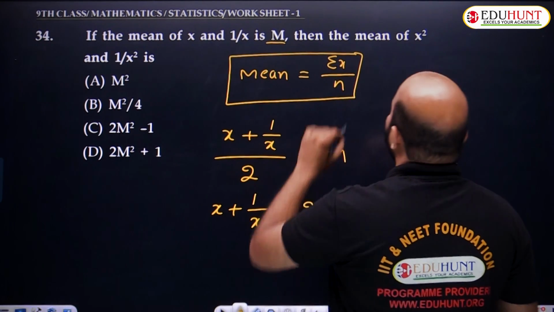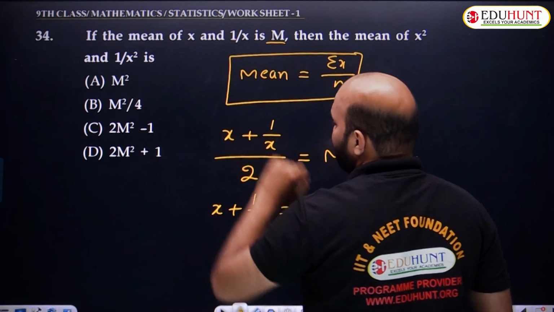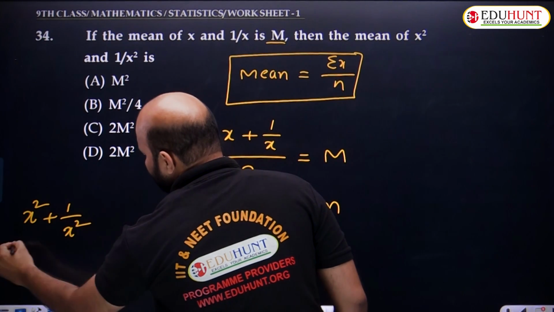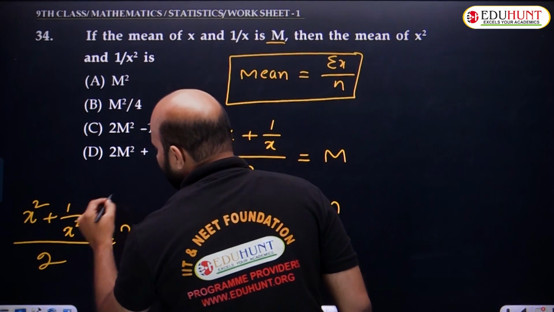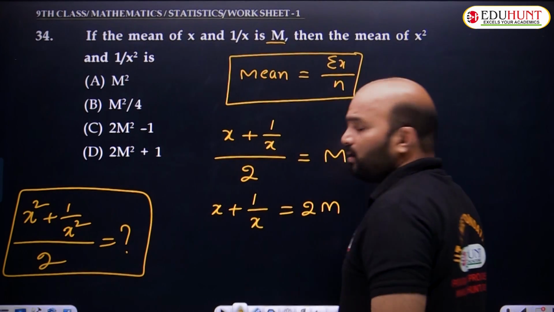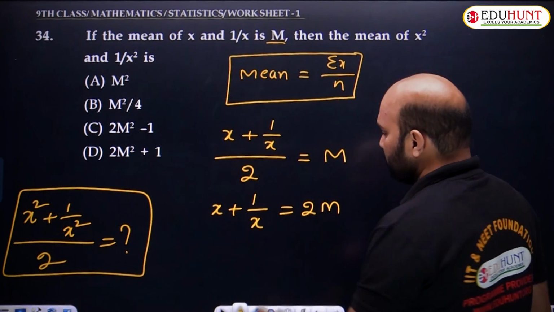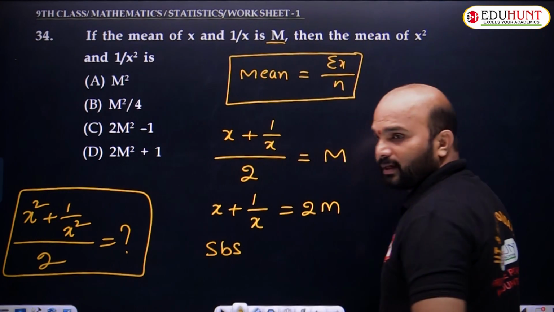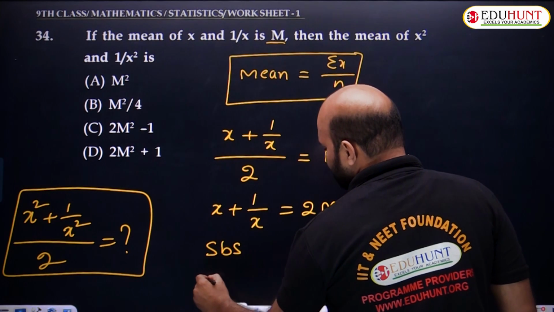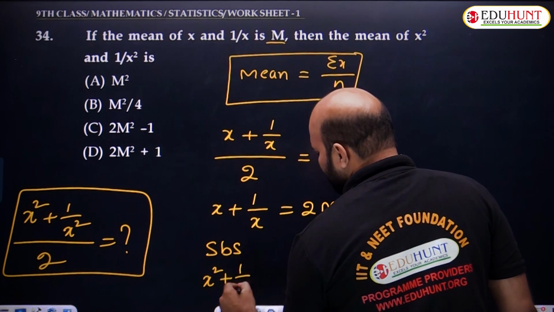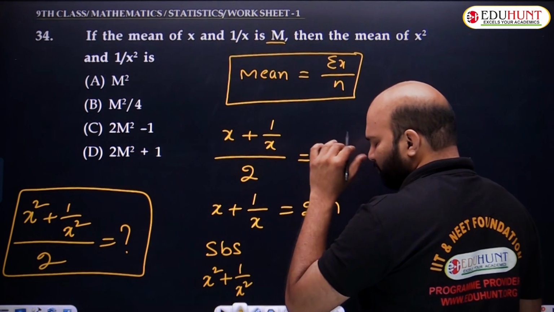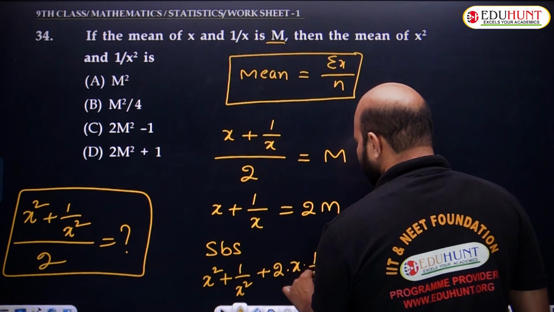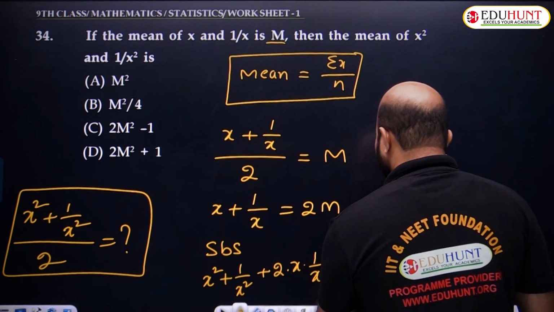But what am I asking in the question? The mean of x square and 1 by x square. Finally, what I am asking is x square plus 1 by x square, the mean of that, nothing but whole by 2. That value, how much? This is the given question. Am I clear? But we already have x plus 1 by x equal to 2M. So squaring on both sides: x plus 1 by x whole square expands, using the a plus b whole square formula, a square plus b square plus 2ab, to x square plus 1 by x square plus 2 into x into 1 by x, equals 2M square, nothing but 4M square.